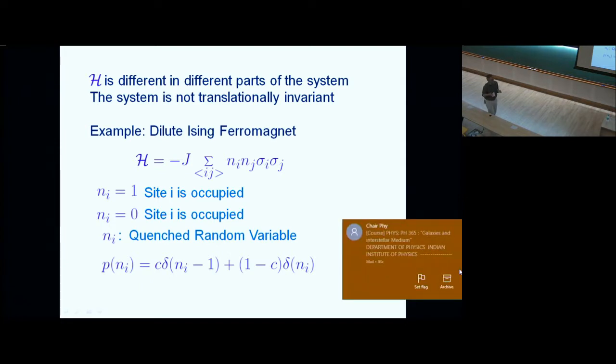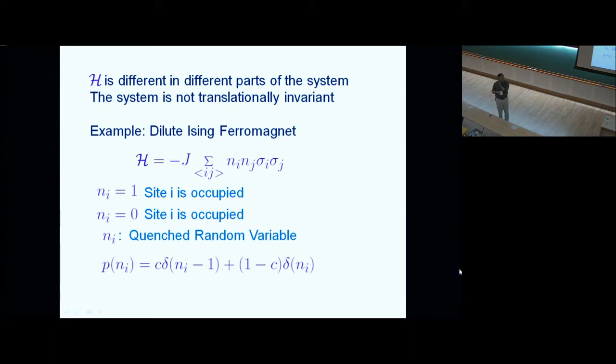If you have a solid state sample, then certain sites are not occupied, and this doesn't change as a function of time, whereas the spins can flip. So now we have two kinds of variables. One is the dynamical variables, the spin variables, which can flip, change their state from +1 to -1 and things like that. But there is another set of variables which do not change as a function of time. Certain sites are selected for which these n_i's are 1, and at some other sites the n_i's are equal to 0.